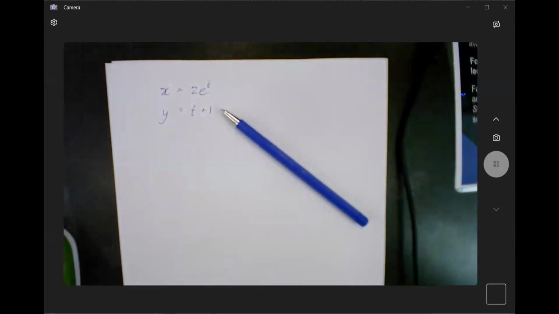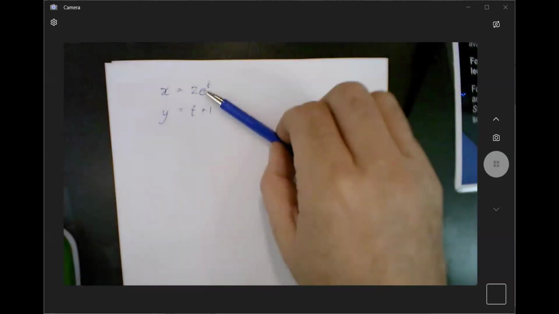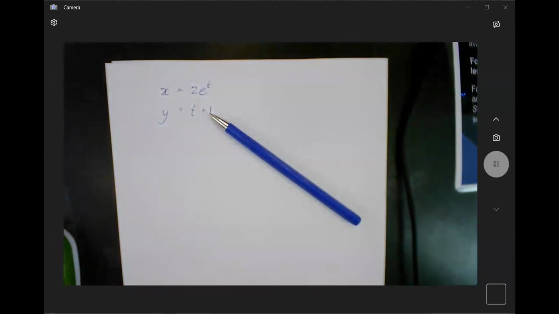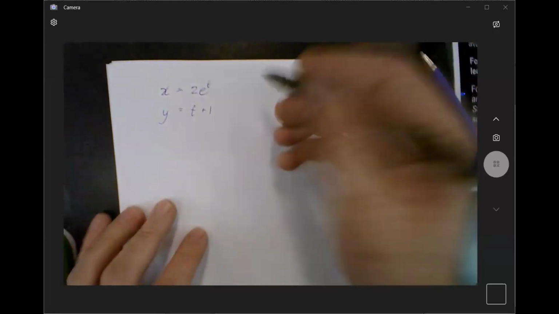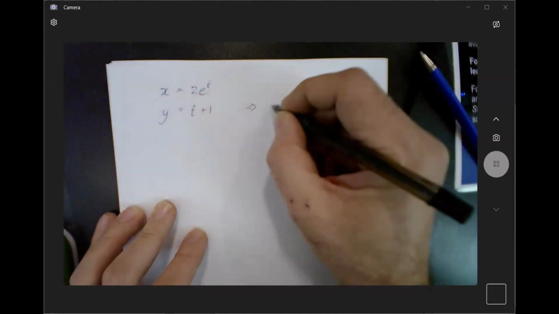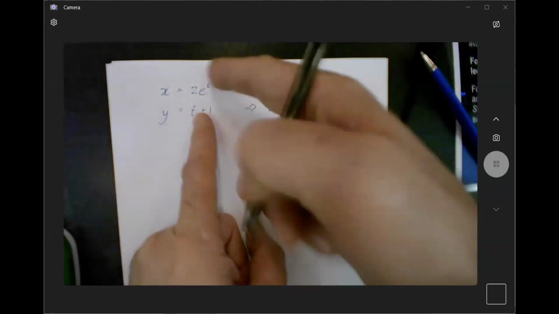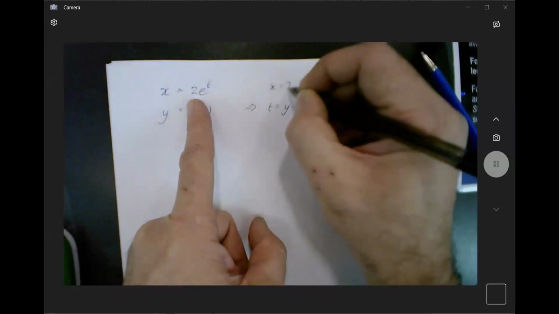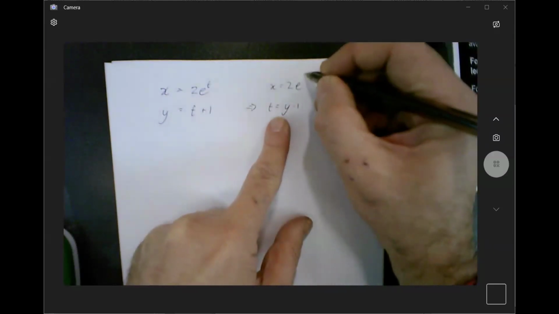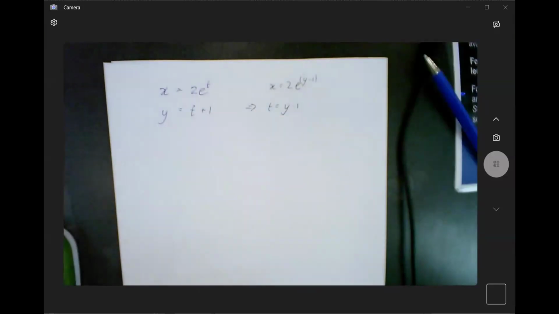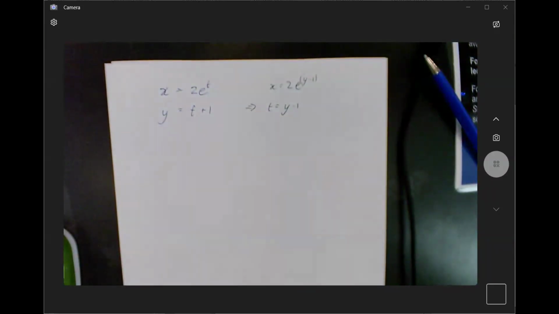I may have gone, oh, this is your equation. All right. So I've told you what x is in terms of t and y is in terms of t. You could actually get an equation from doing that. I could relate x and y, right? So I could rewrite this one to say that t is equal to y minus 1. But this is here. So this is like x is equal to 2e to the y minus 1. All right, sure. That's a thing.